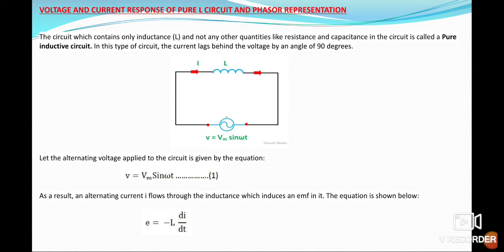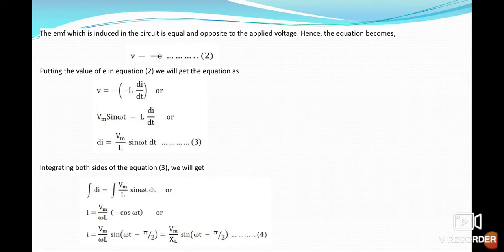Let the alternating voltage applied to the circuit be given by the equation v equals Vm sin omega t. As a result, an alternating current I flows through the inductance, which induces an EMF in it. Therefore, E equals minus L di by dt. That is, for an inductor, we know that the induced EMF is represented as minus L into di by dt. Similarly, the EMF induced in the circuit is equal and opposite to the applied voltage. Hence, the equation becomes v equals minus E.